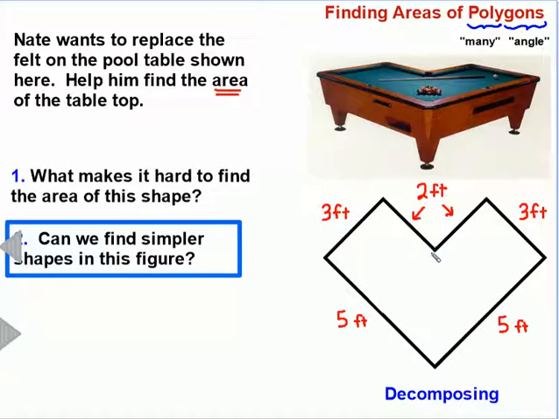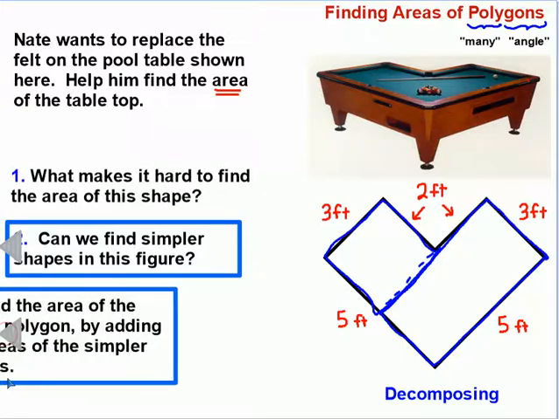Now, if I was to take this line and extend it out like this, I now have 2 simple shapes. I have a square right here, kind of. I have a rectangle right here. It's not really a square, it's a rectangle, even though it looks like a square. It is 2 feet on this side and 3 feet on this side. I also have a rectangle that is 5 feet on this side, 3 feet on this side, 5 feet on this side, and 3 feet on this side. So I have 2 very simple shapes.